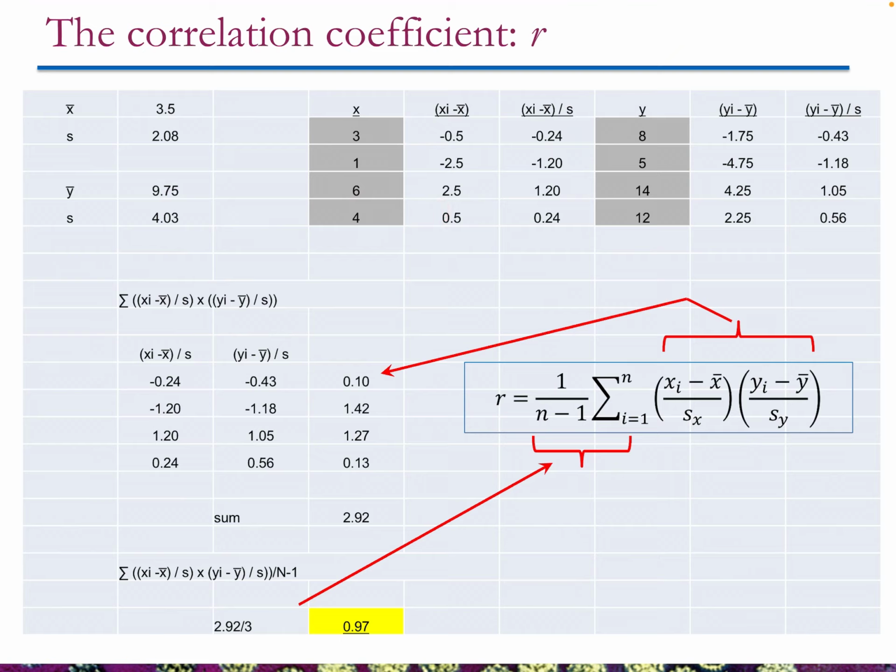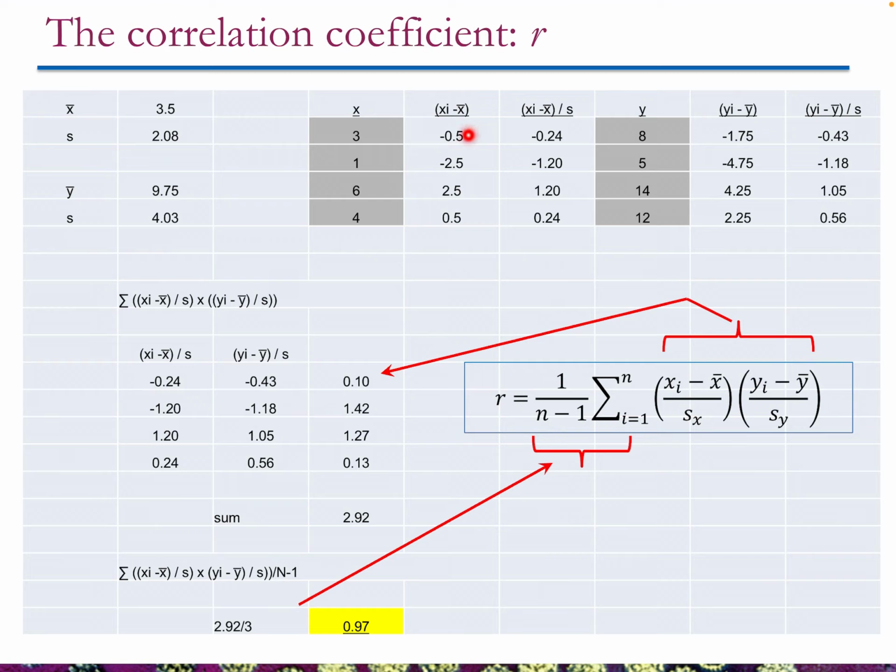All right, we do the same thing for y. So first value of y is 8 minus 9.75, minus 1.75. Second one, 5 minus 9.75, minus 4.75, and so on down the line. So now we have done the numerator for x and the numerator for y. Next thing is to divide each of those numbers by the respective standard deviations.